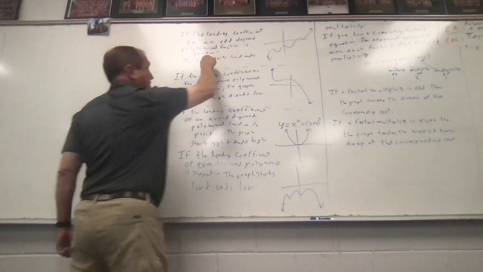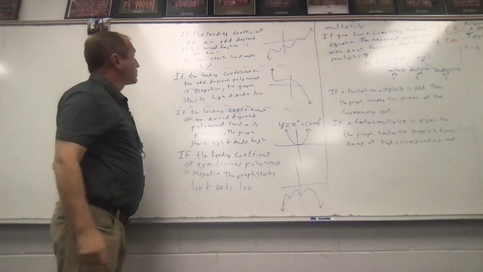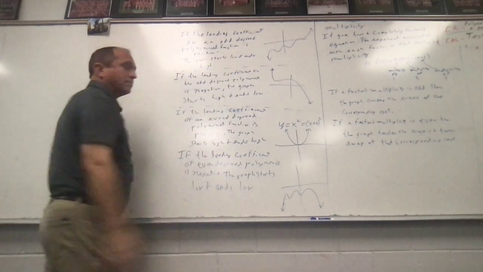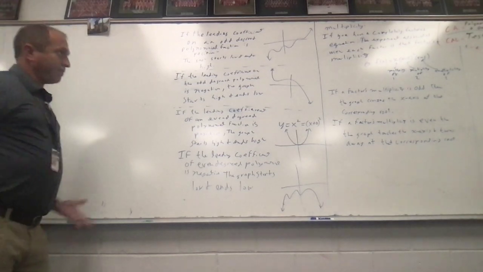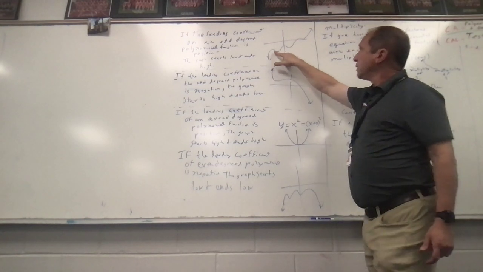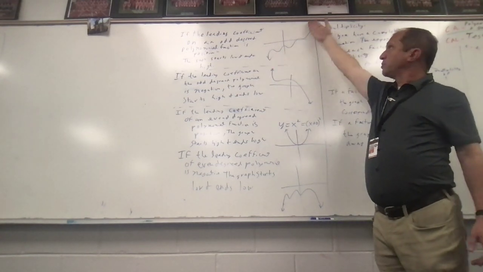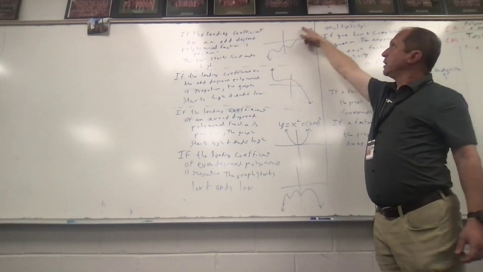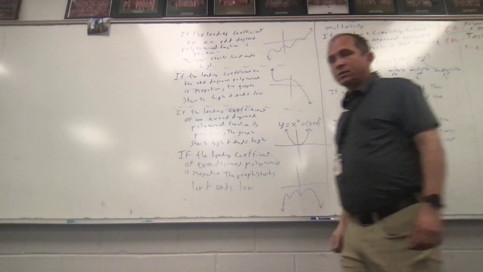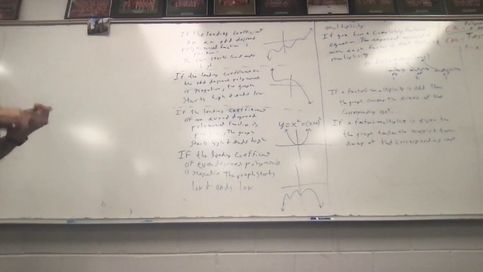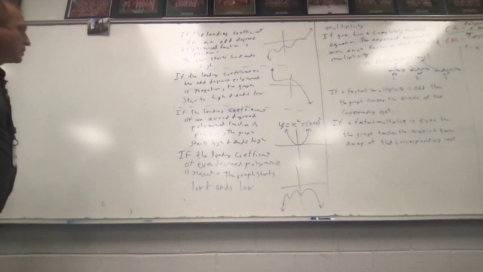If that value is positive, the graph is going to start low and end high. And here's an example of it. I draw a graph that starts here and it works its way up. It could go straight across or it could bend, whatever, but it's starting low and it's ending high. So that is an example of an odd-degree polynomial function with a positive leading coefficient.